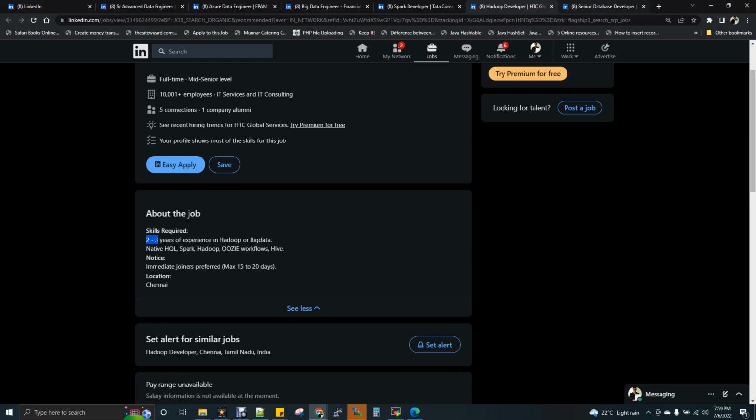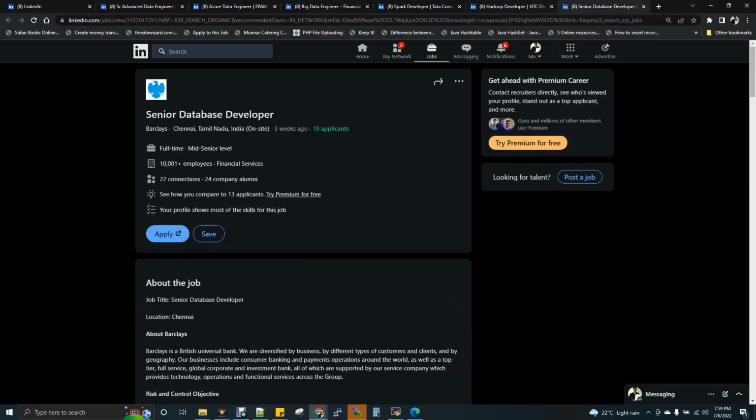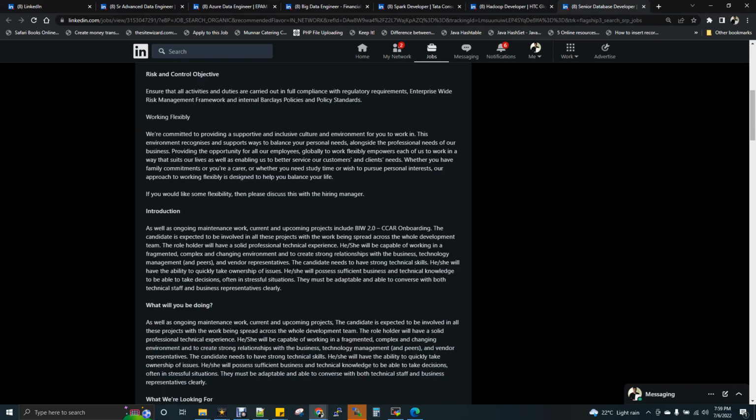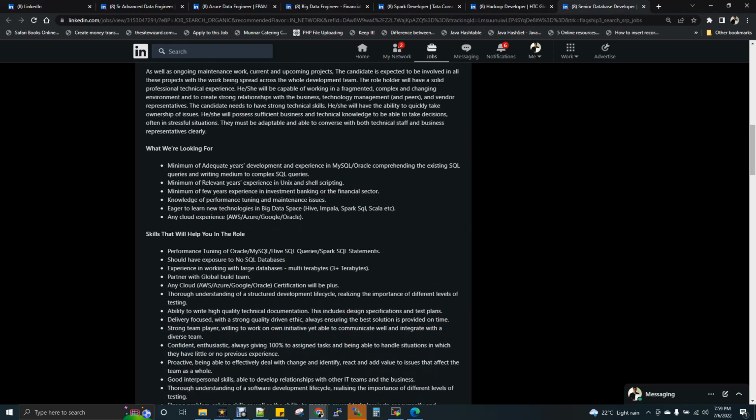The next is from Barclays, senior database developer. It also has a big data element. I can see here strong knowledge of Oracle, MySQL, any one product, and complex queries you are supposed to have. And then banking service, it's fine. Knowing the line of business is not that important. If you go to any company, even if you are good technically, you may not be that deep into their business.